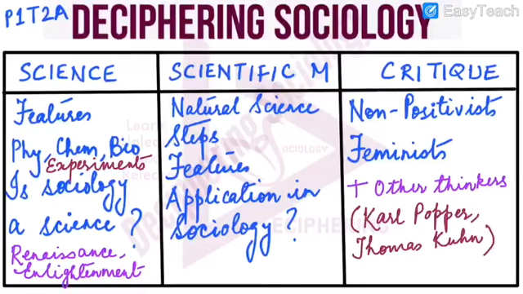So, we come to topic 2, which is sociology as science. We have completed sociology the discipline. Now, we start sociology as science. This is paper 1 topic 2 and subtopic A. The name is science, scientific method and critique.